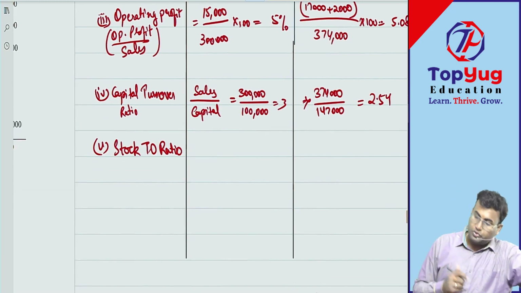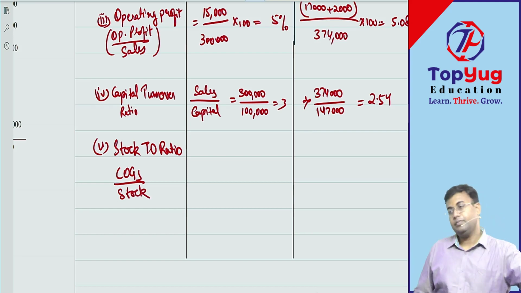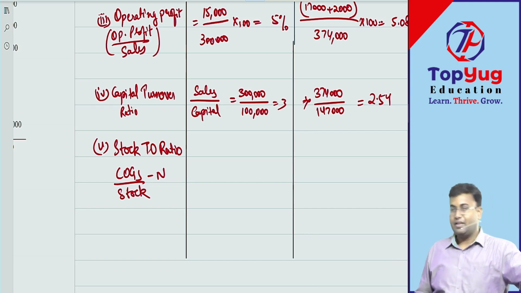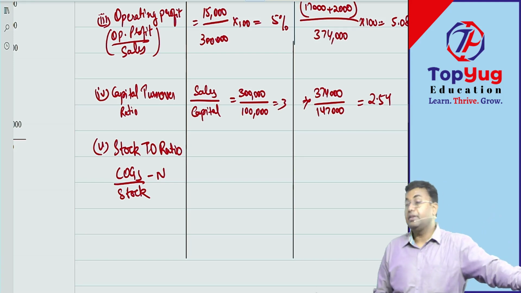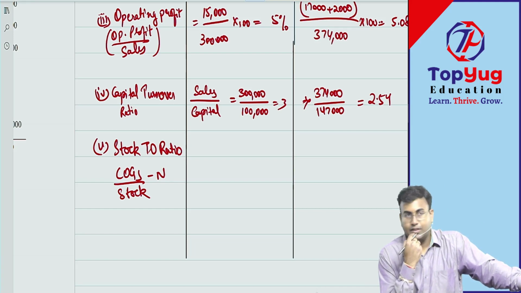So what should be my formula? Cost of goods sold divided by stock. Right? Have you understood the numerator? Because the stock is on the basis of cost. Now come to stock. Is stock a fixed number or a rotating number? Rotating. So you should take one number, you should take closing value or you should take average.